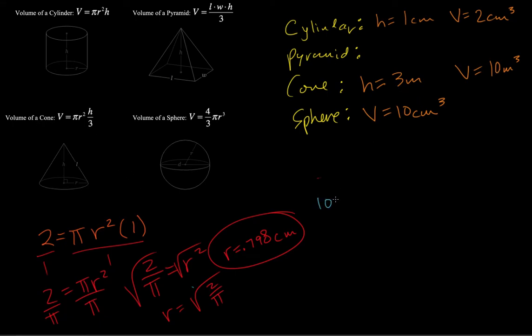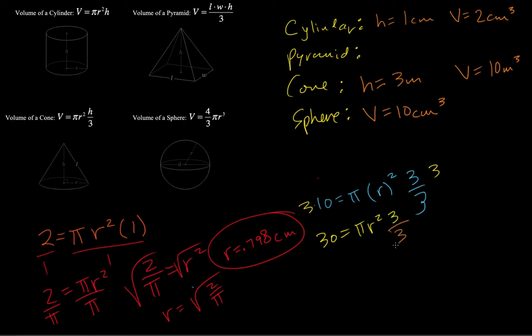So we have 10 for the volume, pi, we don't know the radius, and then we know we have 3 over 3. Okay, once again, this would cancel just to 1, and it would be pretty easy, but I'm going to go through it just as if it didn't cancel. So I'm going to multiply both sides by 3. So I get 30 equals pi r squared times 3.